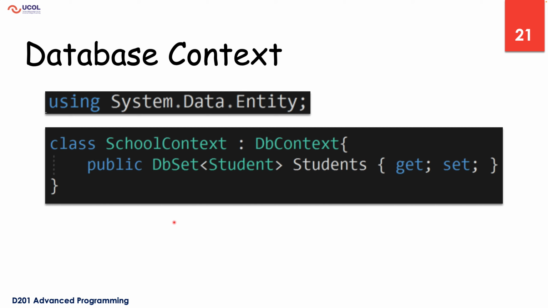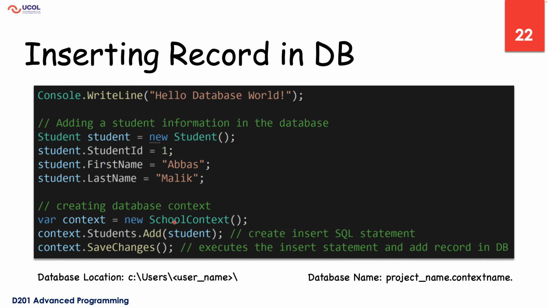So we have created a context, we have created one table or one class which is going to represent a table within our database. Now we can use that particular specific context and the child. So first of all, again we are writing a hello database world in our main program, and then we say creating a student object, and then we are assigning the values. Student ID is 1, first name is Abbas, last name is Malik, and then we are saying that context is equal to new context. So we're creating that particular specific context.